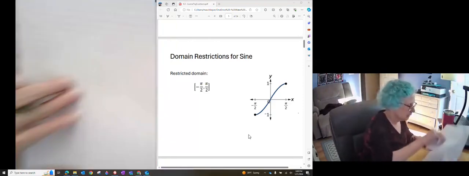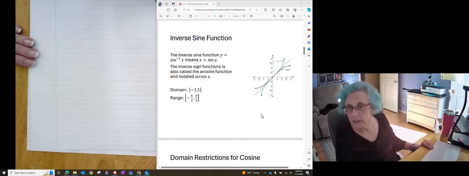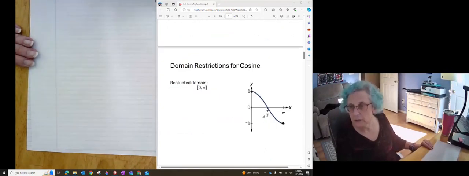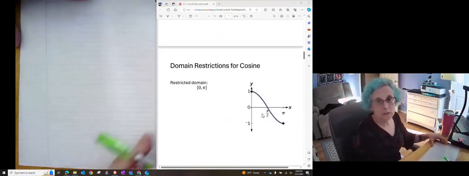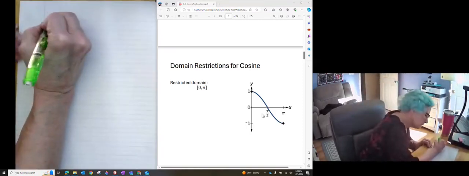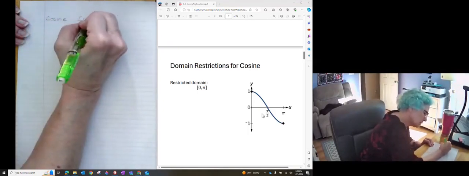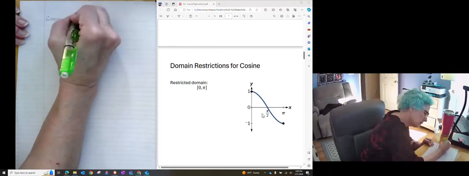Similarly, there's the inverse sine function. Let's look at cosine. So cosine, we restrict the domain 0 to pi. So cosine, we go from 0 to pi for our domain.